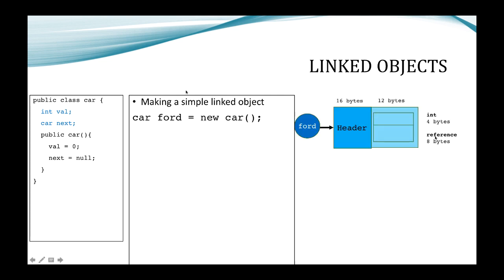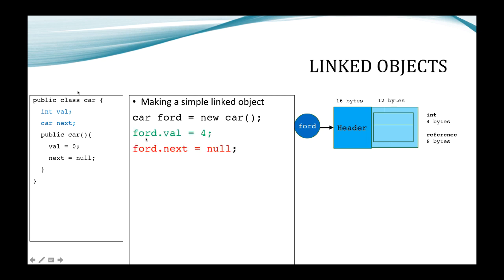And we're going to get something like this. So Ford is a reference pointing to a memory location. Of course, we saw this before. There's going to be a header, which is the overhead of an object, which is 16 bytes. It's going to create one simple memory location for us of type car, which is 12 bytes. Here, integer is 4 bytes and reference is 8 bytes. Again, I've mentioned this earlier. In Java 32 or 64-bit architectures, the size of references is 8 bytes.